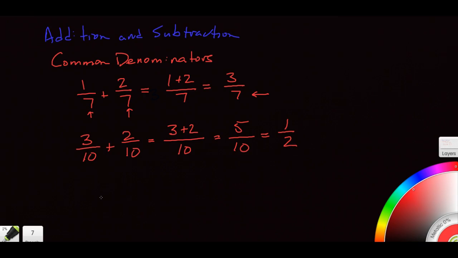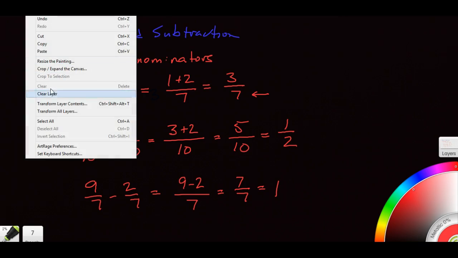One final example, if we did 9/7 minus 2/7. So this is a subtraction problem. They have the same denominator, so we'll put 7 down here, but we'll do the actual subtraction up in the numerator. So we get 9 minus 2, which is 7, and 7 over 7 actually is equivalent to 1. Okay? So we need to have common denominators if we're going to be able to add or subtract with fractions.